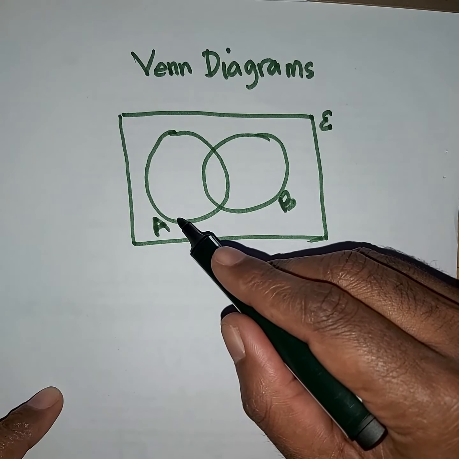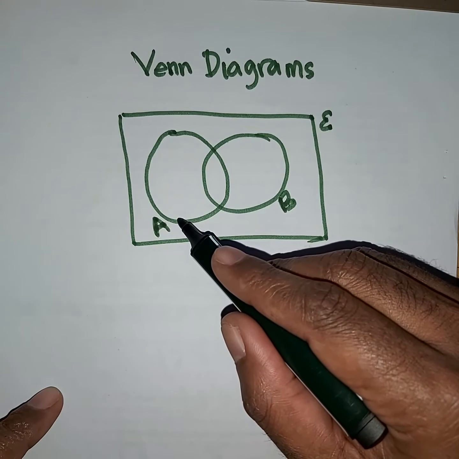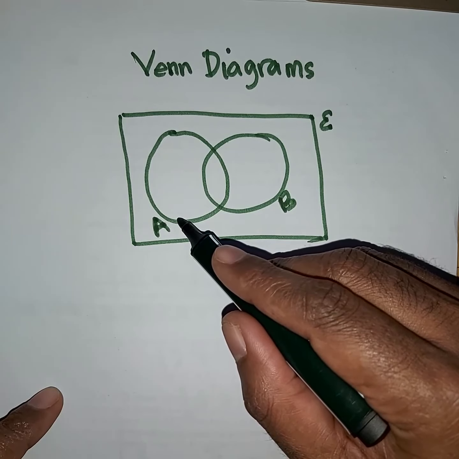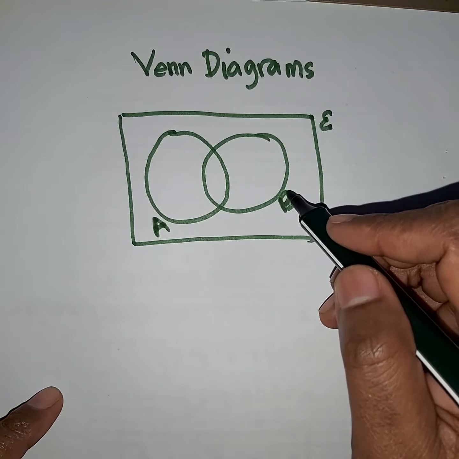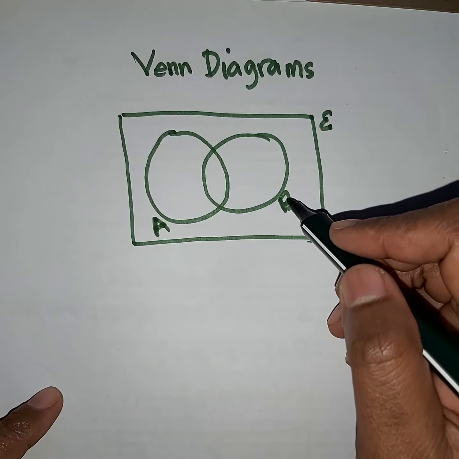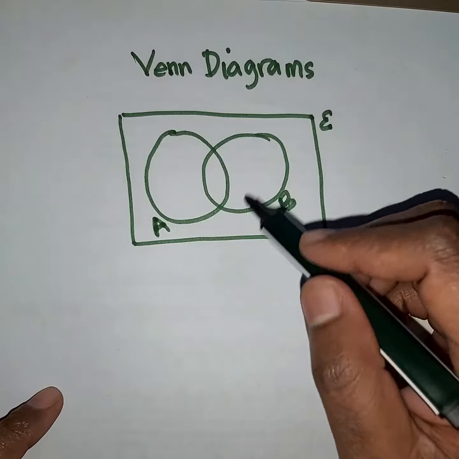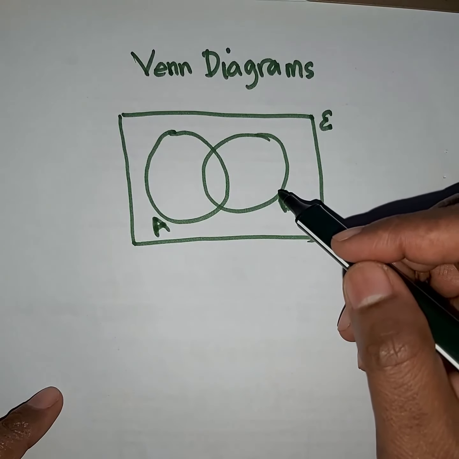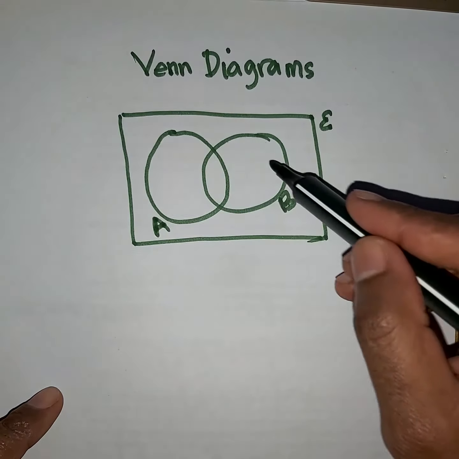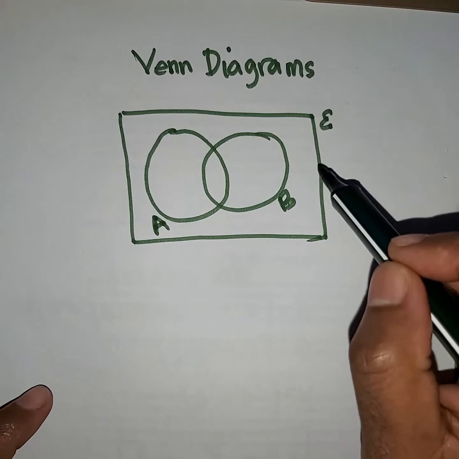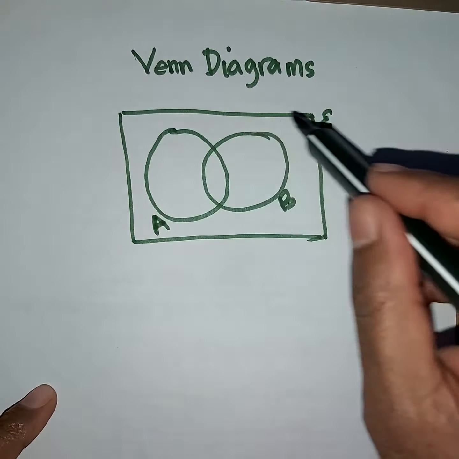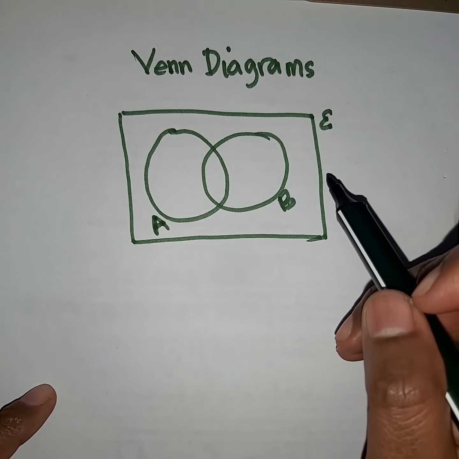Take a look at the video on notation of sets; you can go back to the playlist and find that information. A circle is used to represent a set. So here is set A, set B, and this one is the universal set.